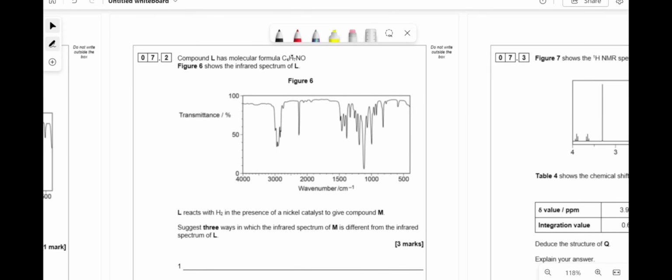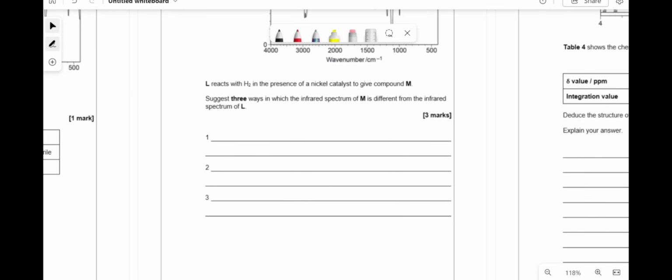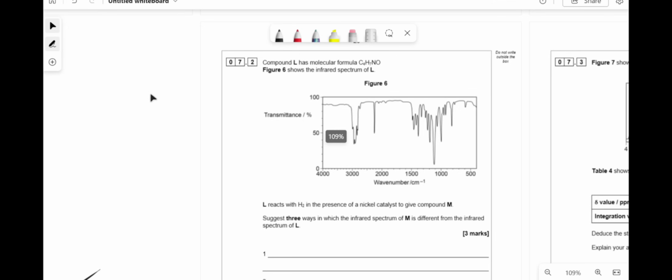Compound L has the molecular formula C4H7NO, and it shows the infrared spectrum of L. L reacts with H2 in the presence of a nickel catalyst to give the compound M. Suggest 3 ways in which the infrared spectrum of M is different to that of L. Right. So it is C4H7NO. So we need to think about all of the different things that we know of that can react with H2. So the only thing that has nitrogen in that can react with H2 to give you something else is a nitrile. So we've probably got a nitrile group in this.